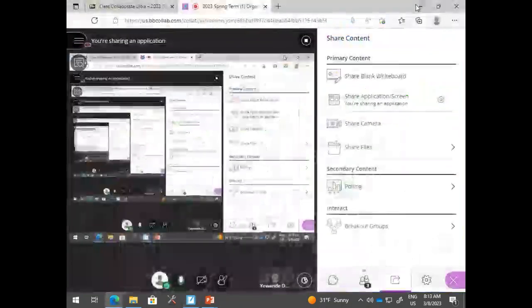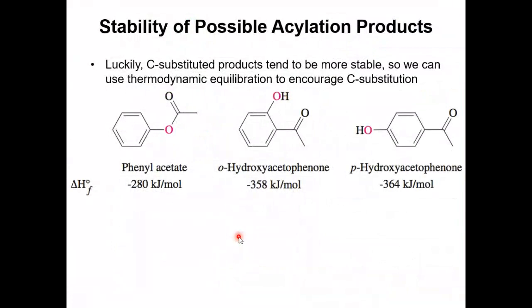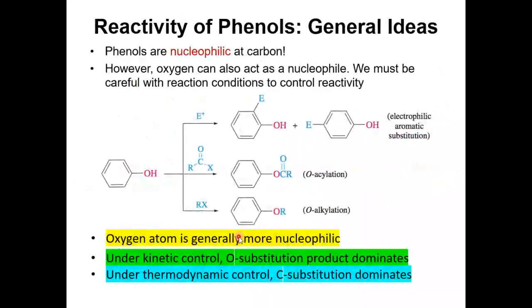But anyway, basically for all the situations, the C substitution will be more stable than the O substitution, because C substitution allows the aromatic ring to directly communicate with the substituent, so it gives you a more stable product. So because C substitution is more stable, if the reaction is under thermodynamic control, the C substitution dominates. So what is kinetic control?